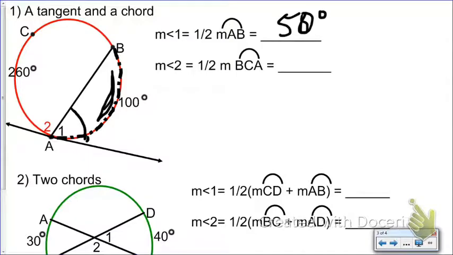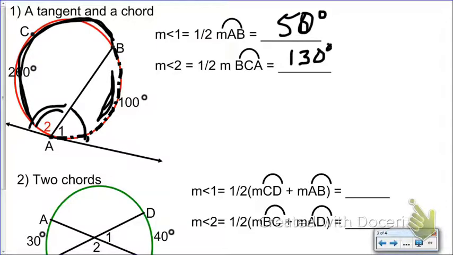Angle 2, inside that angle there's also just one arc, and so here's the angle, and there's only one arc inside that angle, and that arc is 260 degrees, and so that angle will be 1/2 of 260 degrees, so it would be 130 degrees. Of course that makes sense because angle 1 and angle 2 are supplementary angles, so they should add up to 180. Okay, let's take a look at the next one.